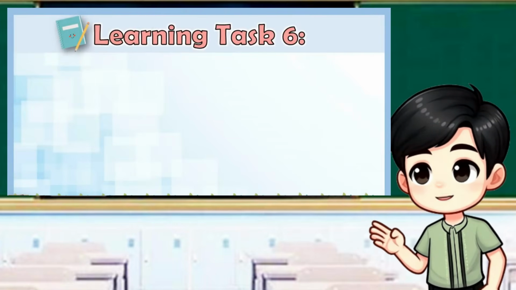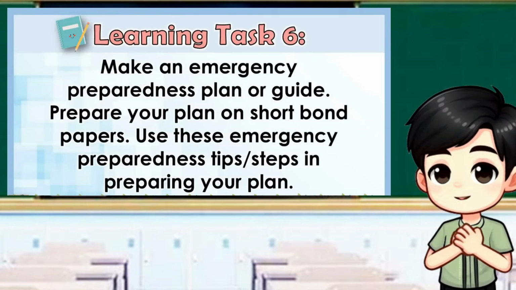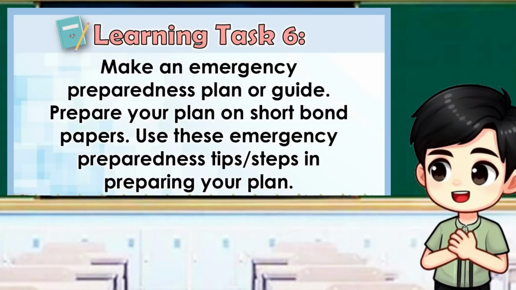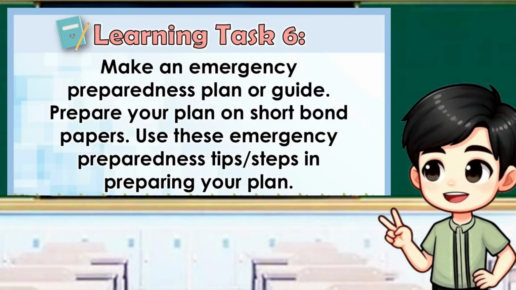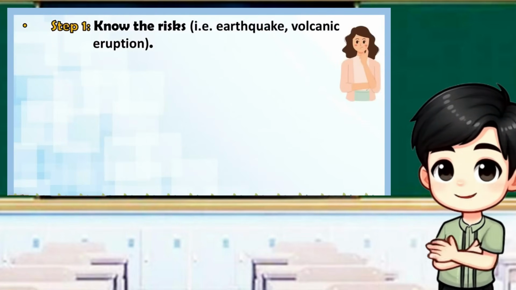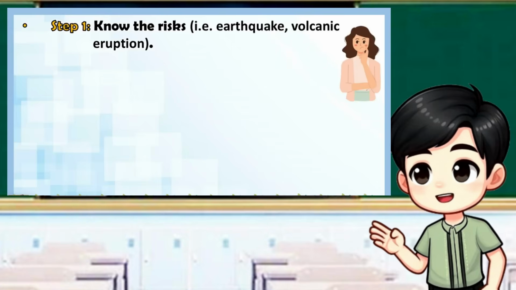For learning task 6, make an emergency preparedness plan or guide. Prepare your plan on short bond papers. Use these emergency preparedness tips or steps in preparing your plan. Step 1. Know the risks. For example, know the risk of earthquake and volcanic eruption.